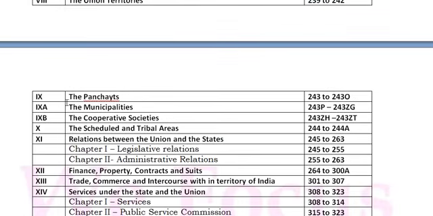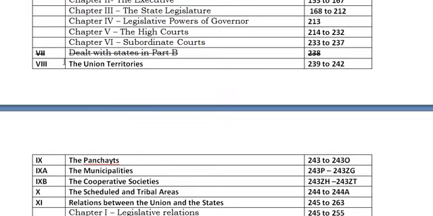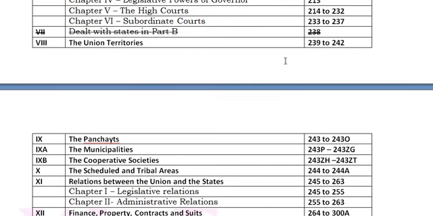Then there is part 7 that deals with the states in part B. This part was repealed, meaning it was deleted from the constitution. So it is not considered as of now. That was closed. The 7th part was repealed, we say. And when you come to part 8, this deals with union territories, and just remember the articles.